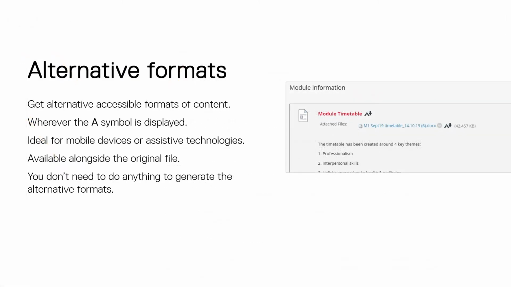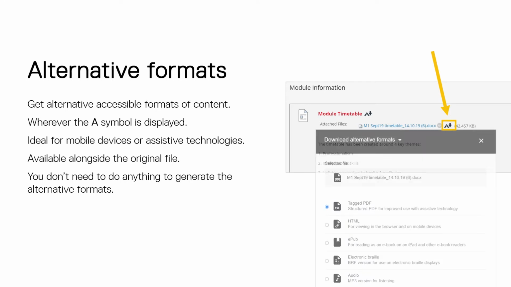Different formats of content in Blackboard are available wherever you see the A symbol displayed next to the item, making learning accessible to all. Alternative formats are ideal if you are working on mobile devices or with assistive technologies. They are available alongside the original file, so you find everything in one place. You don't need to do anything to generate the alternative formats. They are already created for you, ready to use.